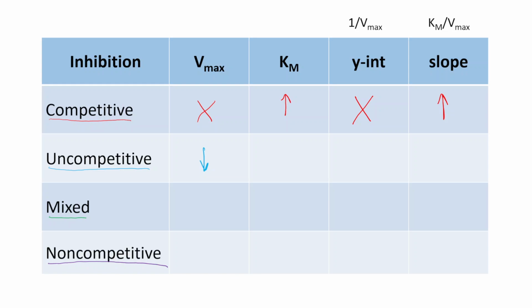But what does that mean about Km, which is just talking about substrate interacting with enzyme? Does uncompetitive inhibitor interfere with that?